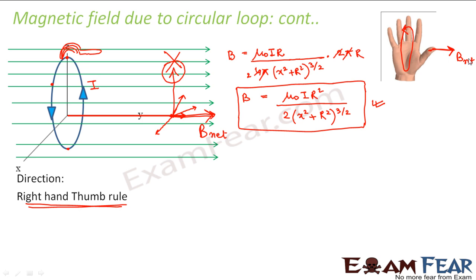So wherever you have a circular loop, you can use this right hand thumb rule to find out the direction of magnetic field. Because if you use the previous right hand rule, you can calculate the magnetic field for each individual small element, but then you will have to determine the net magnetic field because of each of those elements. So this is an easier way to know the direction of net magnetic field due to a circular current carrying loop. So I hope you understand.